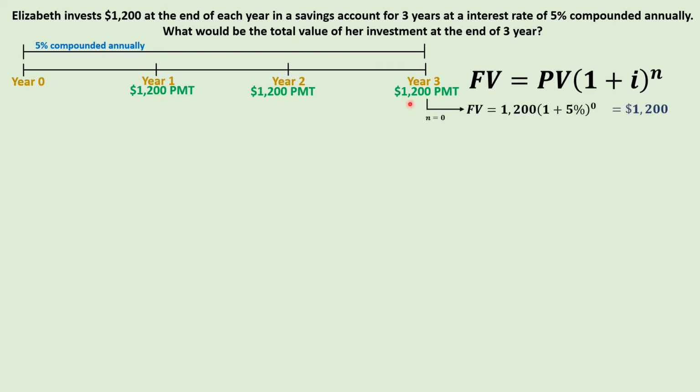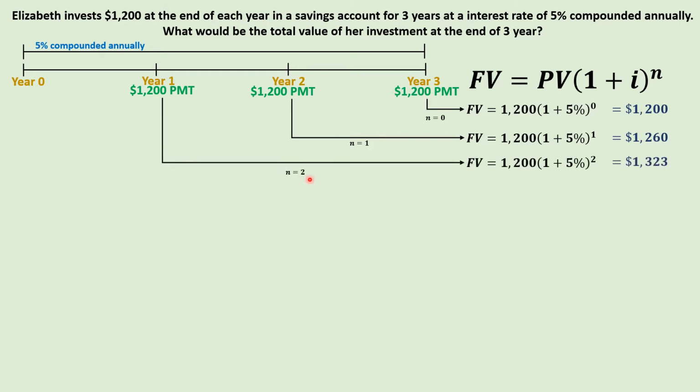We're going to start in year 3, and that's why our n is equal to 0 in year 3. If we go back 1 year, we're going to calculate n equals 1. What would the value of the $1,200 be if we go back 1 additional period? Your n in that case is going to be 1. And if we go back one more time, so that's 2 years from year 3, your n is going to equal 2, and you're going to get $1,200 multiplied by 1 plus i to the power of n, which is 2. And this is the total value in each case.